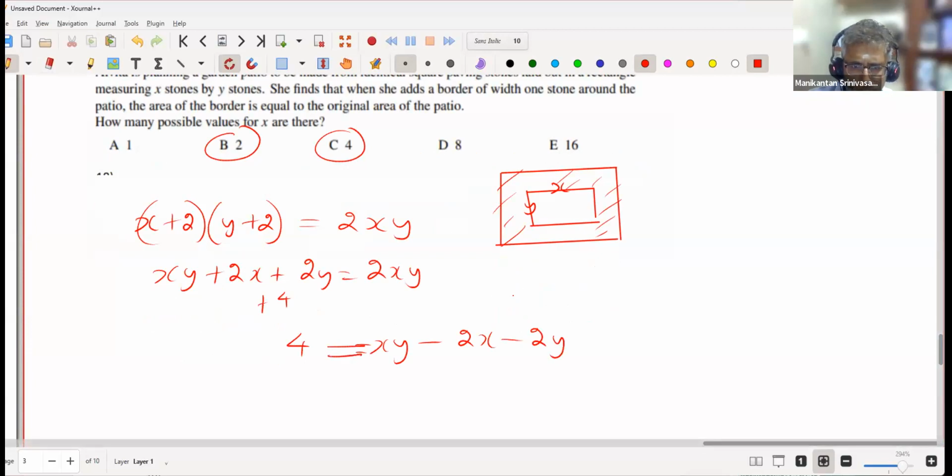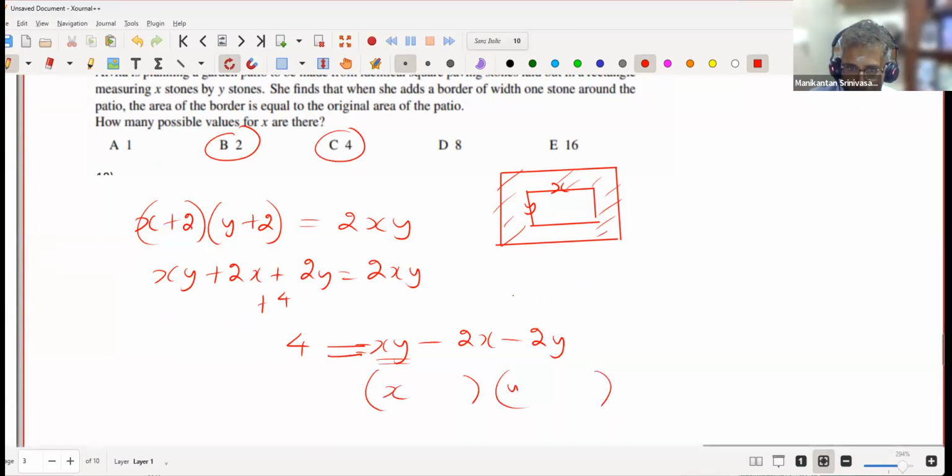Okay. So the standard trick in these cases is to factorize this. So I need a XY term. I'll put an X here. I'll put a Y here. I'll need a minus 2X. Therefore, I'll put a minus 2 here.